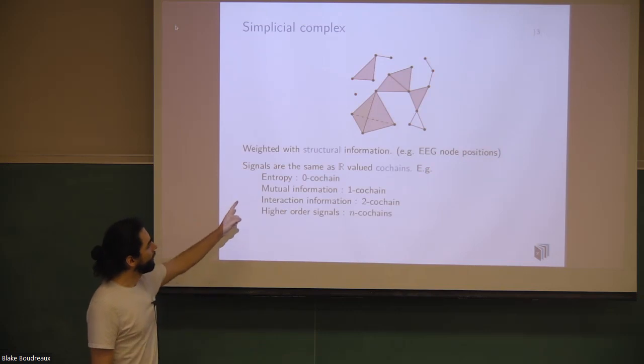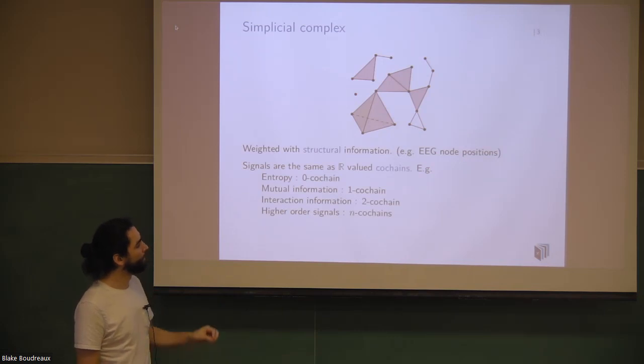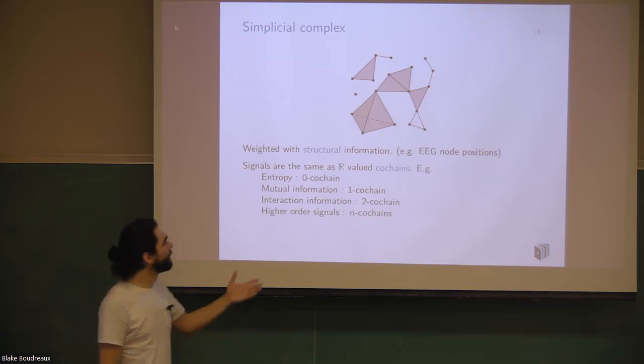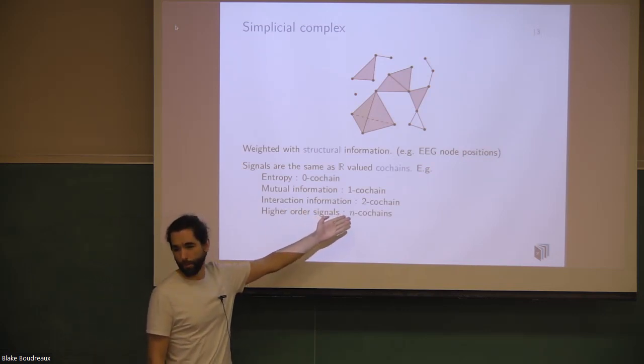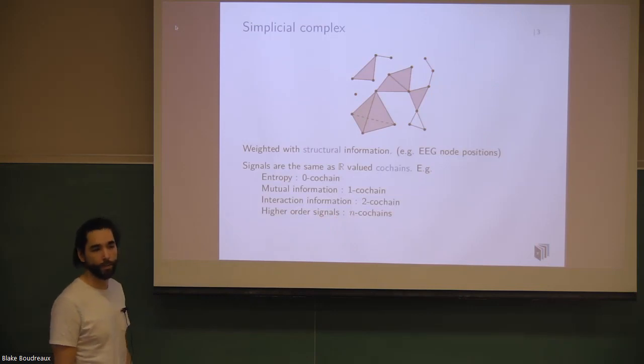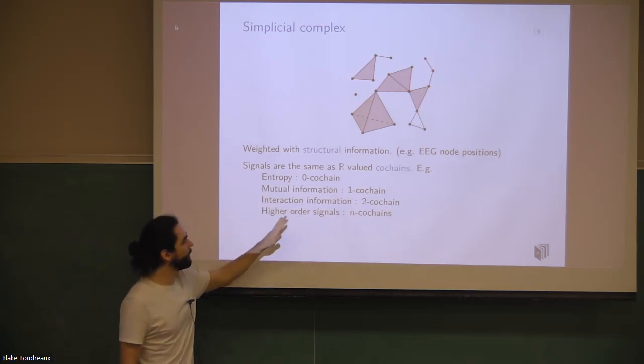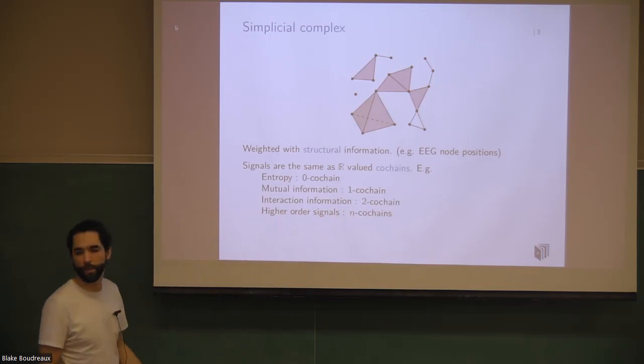And now, as I said, we can think of the signals as assigning real values to the simplices in the associated simplicial complex. And in topology, we have a name for such a thing. We call them real valued cochains. So we have here entropy defining a zero cochain, mutual information defining a one cochain, interaction information a two cochain, and the higher order generalizations defining higher dimensional cochains.